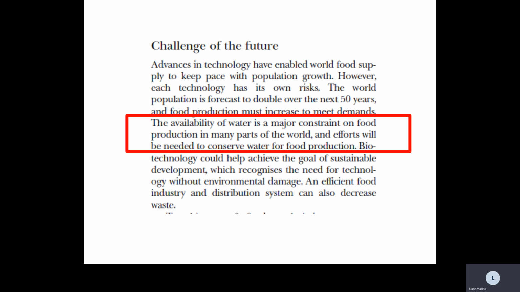And then the challenge of the future is that one of our major constraints is going to be the availability of water, and is going to be a major constraint in food production in many parts of the world. And really, we're going to need to have every effort to conserve water for food production in the future.